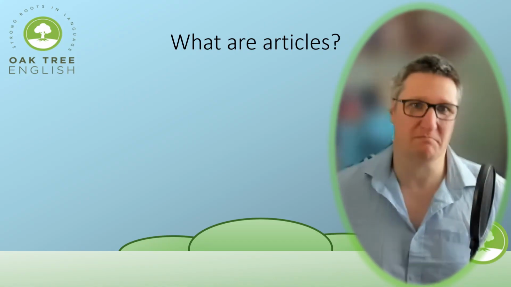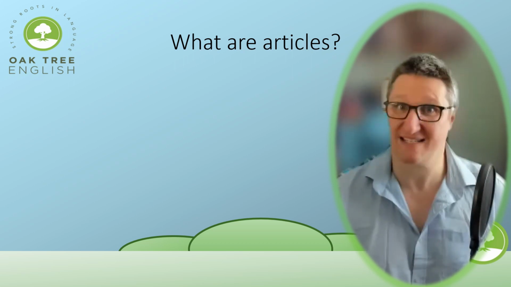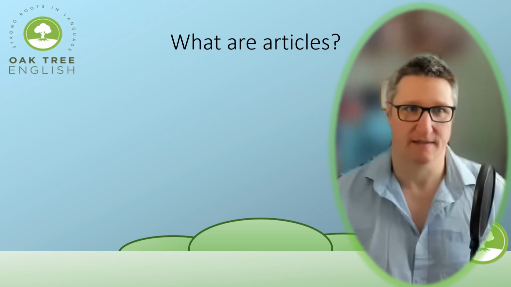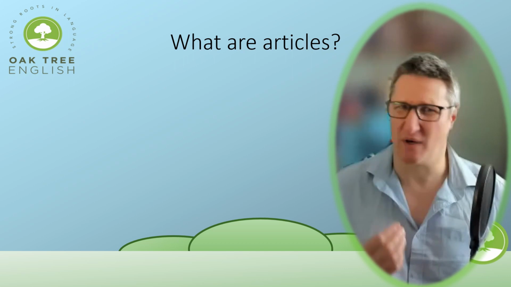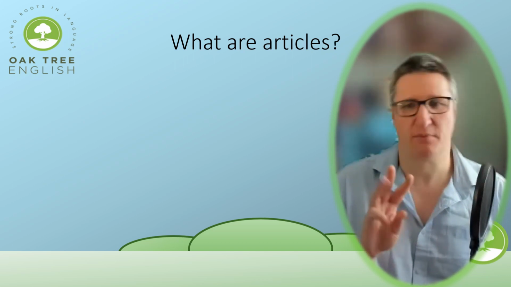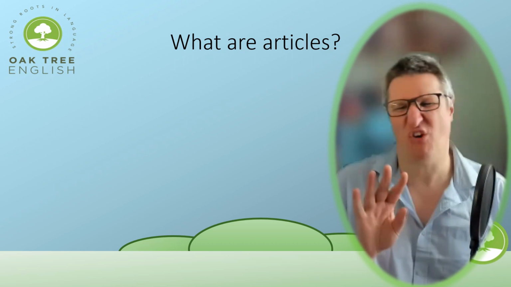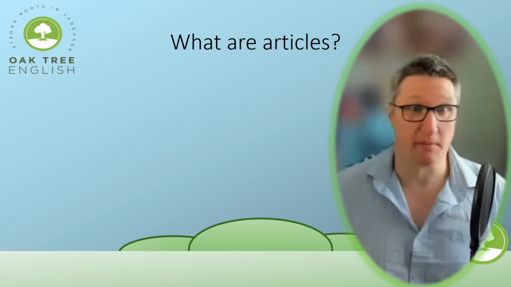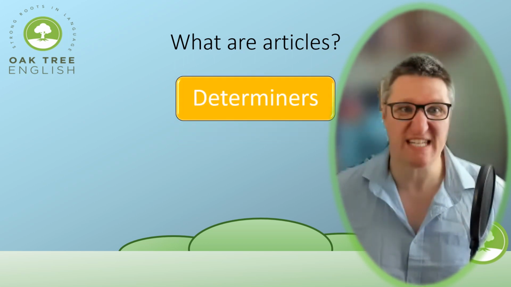Articles are one of the most missed out words in most international students' work. This is strange because they're actually quite simple. In English we have two, possibly three, four at the most. In German they have 32.